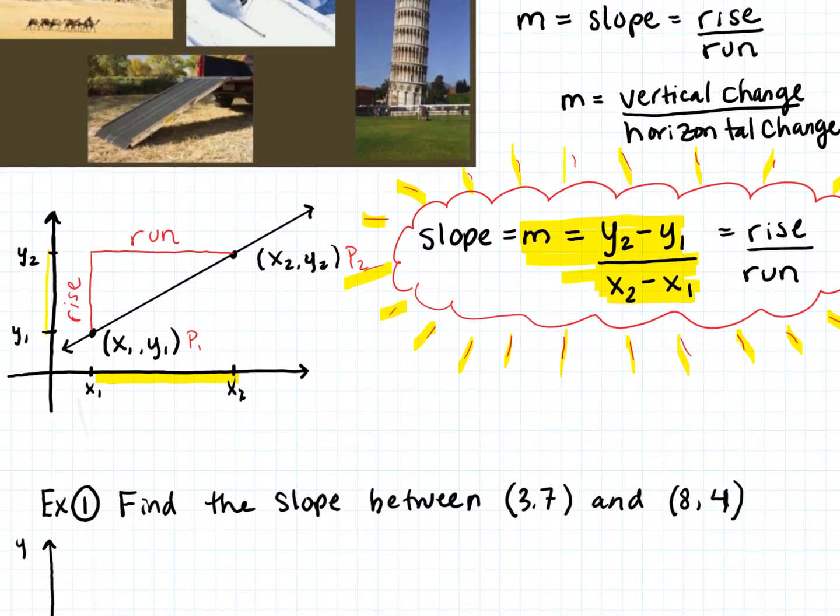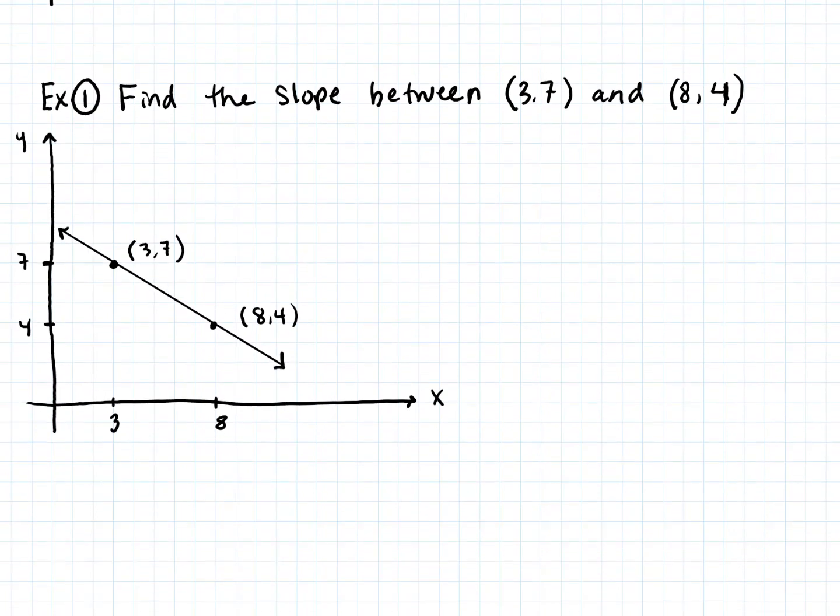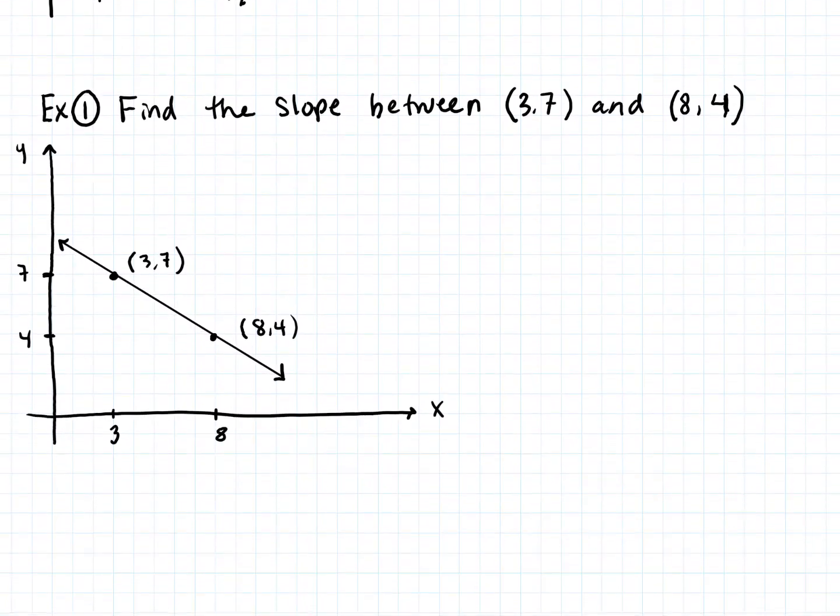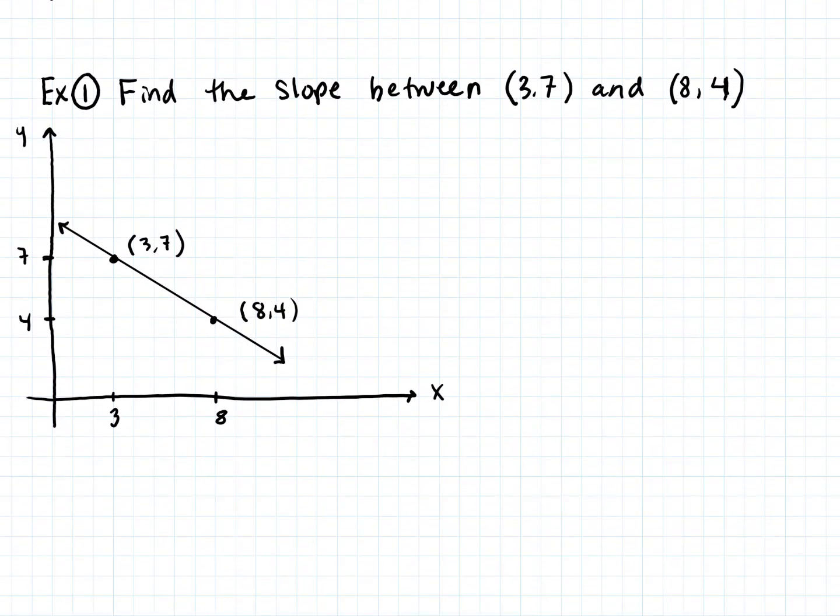Okay, so let's do our first example. If we wanted to find the slope between 2 points, I just drew the 2 points here. We'll do it generically to begin with without context, and then we'll do an example with some context. So if we wanted to find the slope between the points (3, 7) and (8, 4), those are our 2 points. I've graphed them over here.